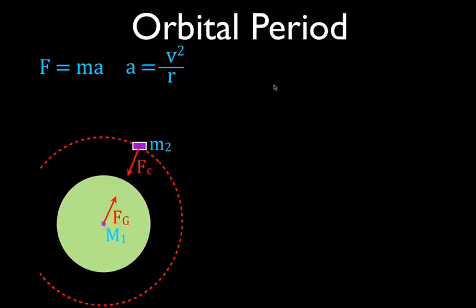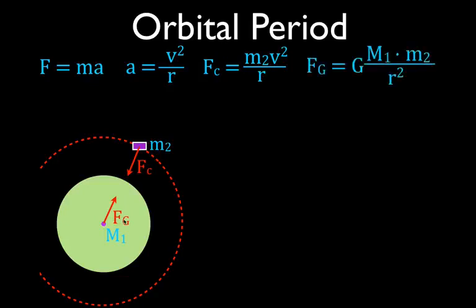We can put these two equations together, and we get that the centripetal force, Fc, is equal to the mass of M2 times the velocity squared divided by the radius. So that's the equation for the centripetal force. For the gravitational force, we're simply going to use Newton's universal law of gravitation. The force of gravity is equal to G, which is a constant, times m1 times m2 divided by the radius squared. This is often called an inverse square law because it's the radius squared. The force is inversely proportional to the square of the radius between the two objects.